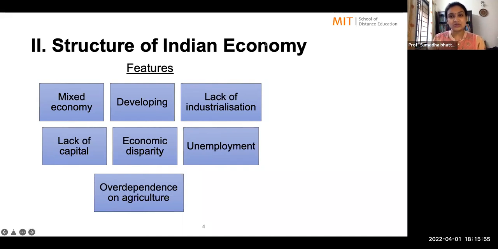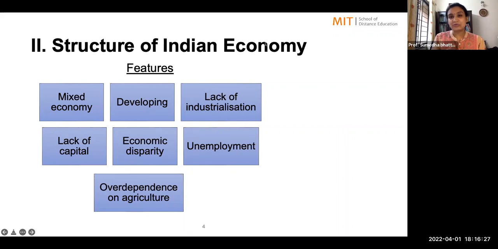This gets us to the third point, that is lack of industrialization. What reflects the lack of industrialization is that the contribution of industry to the gross domestic product is around 29%, while when it comes to employment, it generates employment opportunities for only 18%. So it has a low share in employment as well as in GDP.